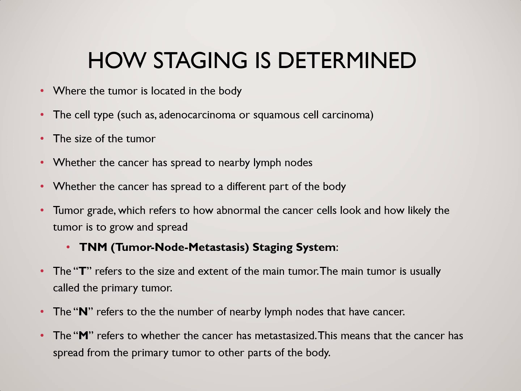The main tumor is normally called the primary tumor. N refers to the number of nearby lymph nodes that have cancer. And the M refers to whether the cancer has metastasized.